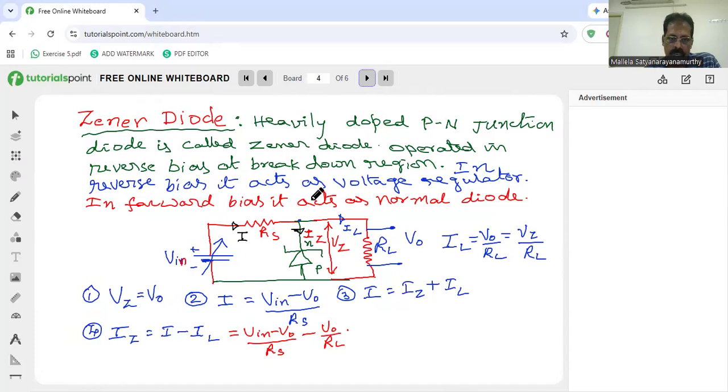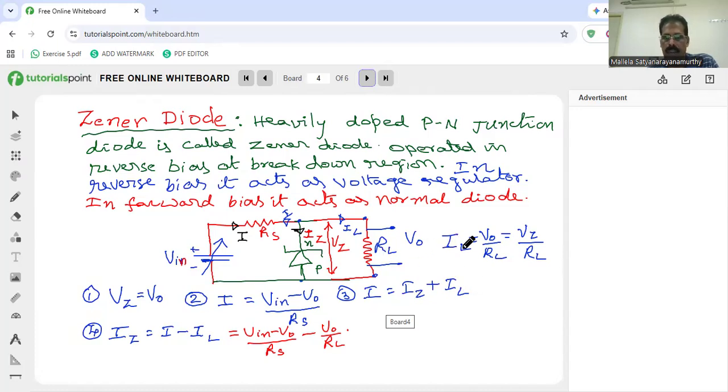Here the Zener diode and load resistance are connected in parallel. That's why the voltage across the Zener and the voltage across the load will be the same. Therefore VZ is equal to VO, the output voltage. What is the main current flowing from the source? V in minus V0 by Rs, that is the main current. Here the current I divides into two, Iz and IL, the Zener current and load current.